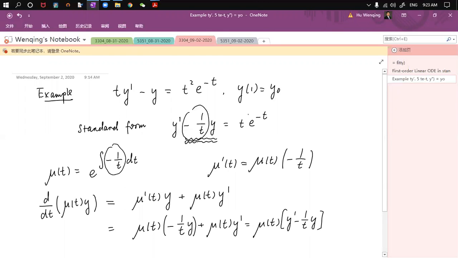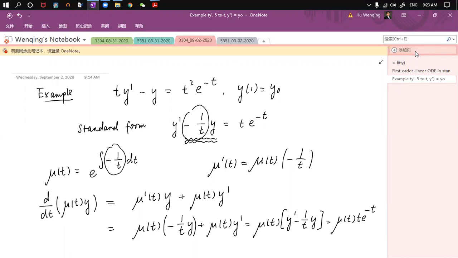So you're going to be given such a function, which is mu of t, right? So mu of t multiplied by t e power minus t. So you get such a very nice relation between this mu of t multiplied by y and its derivative as well as something else. So now let's realize everything in practice.